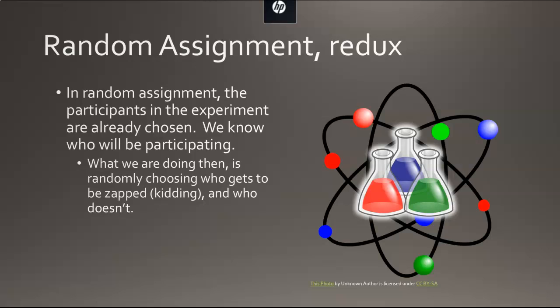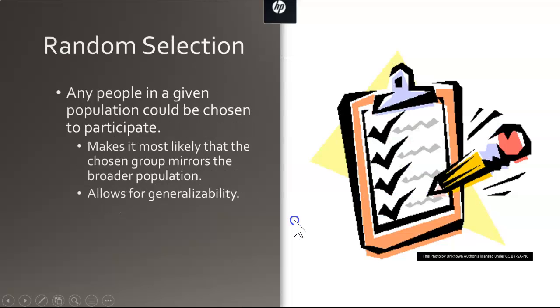Then those folks are randomly split into two groups, one who gets experimented on, zapped in what I said in the previous slide, right? That's the folks who are getting subjected to the experimental treatment, and a group they are being compared to, who are not being subjected to the experimental condition, whose variable is not being changed. Okay.